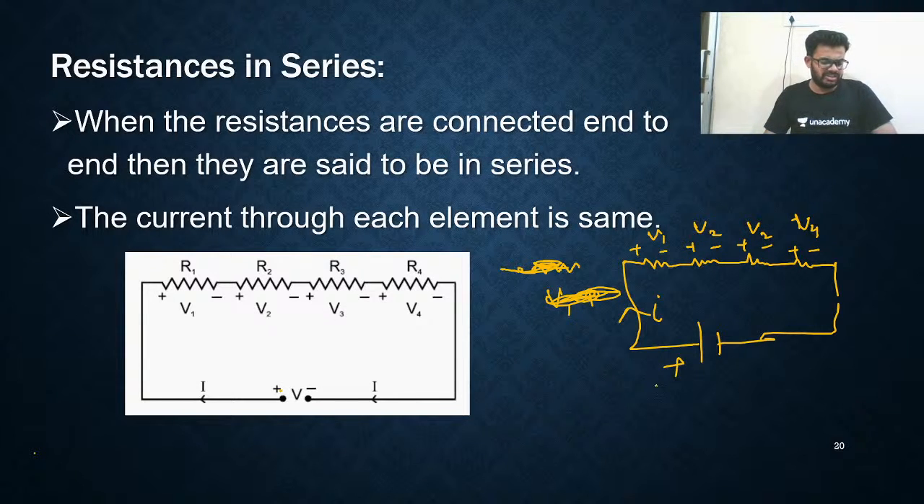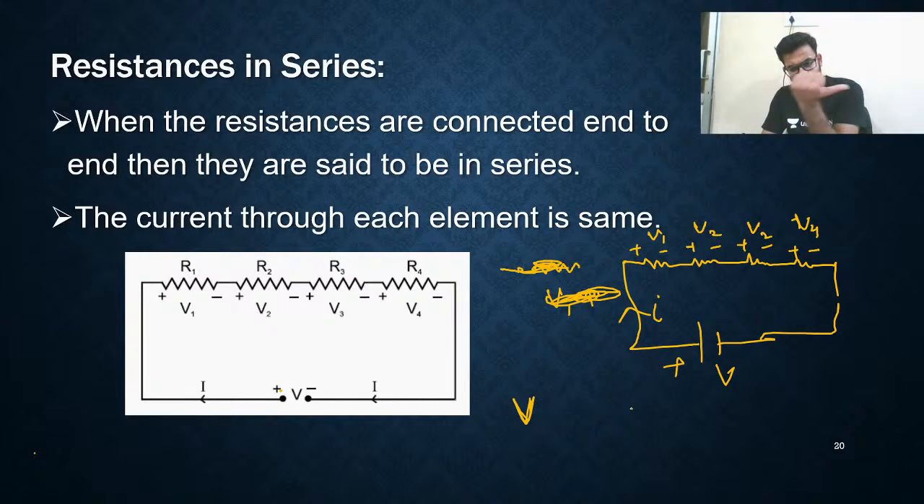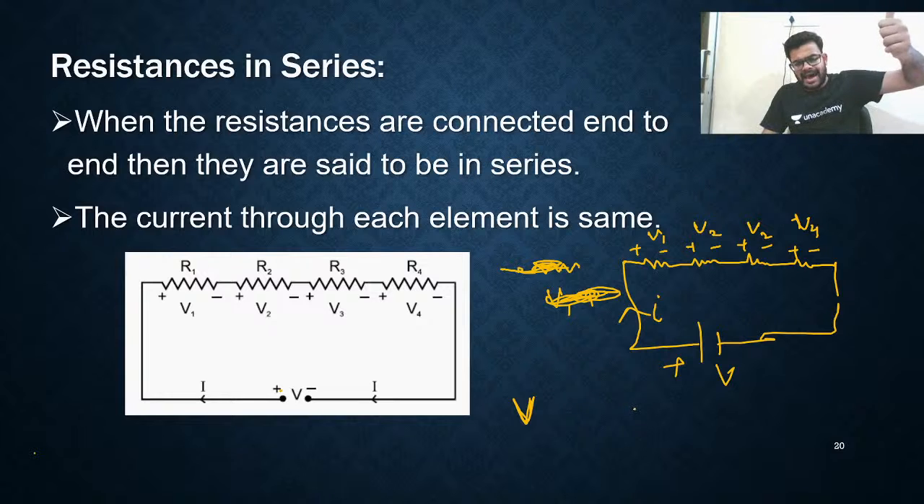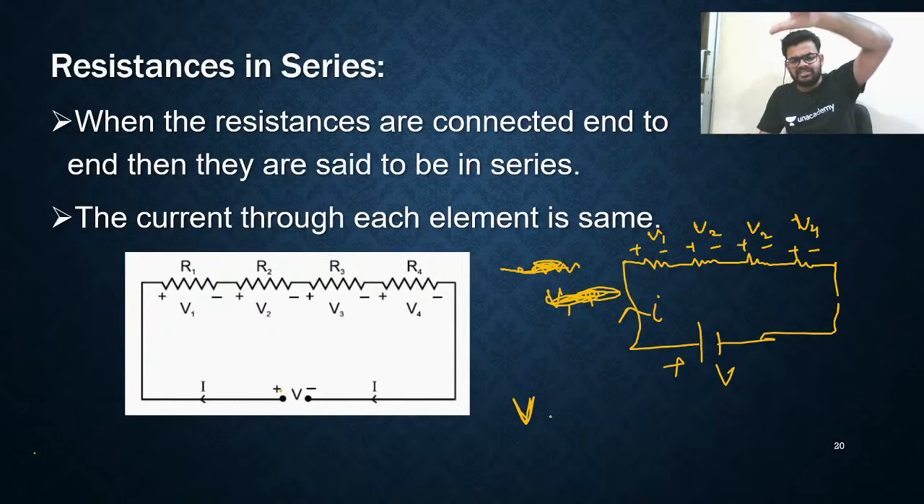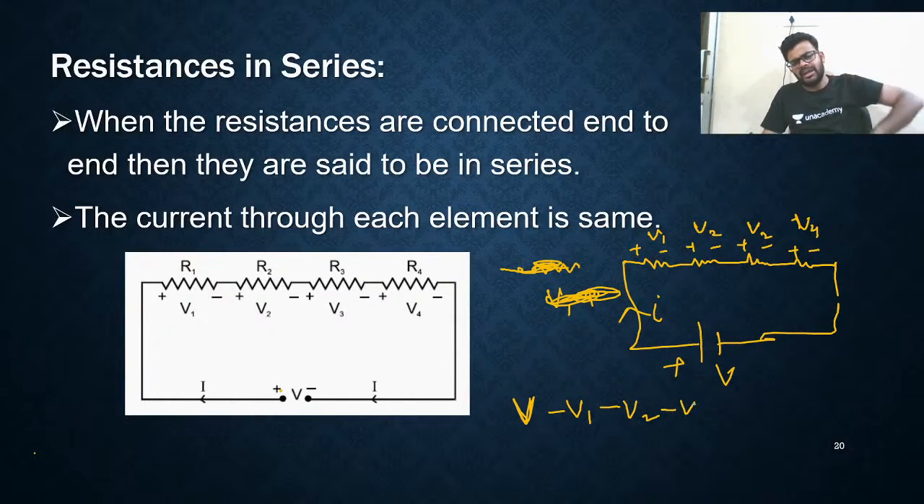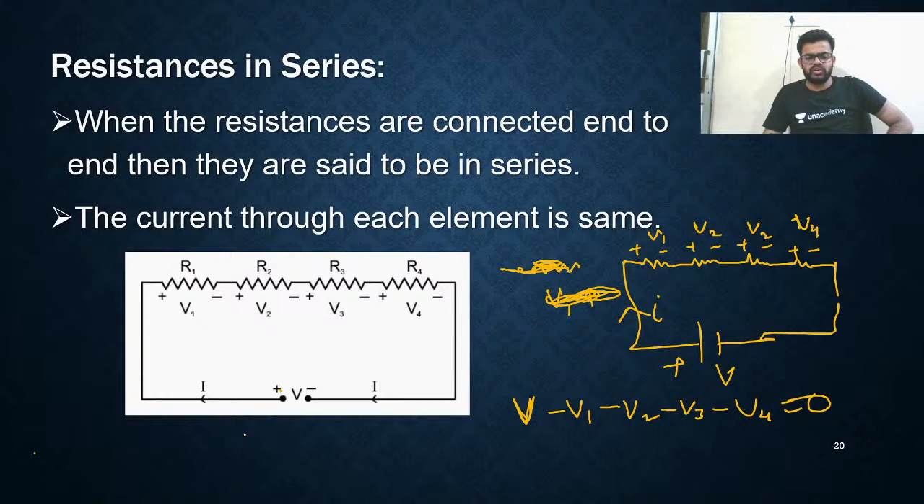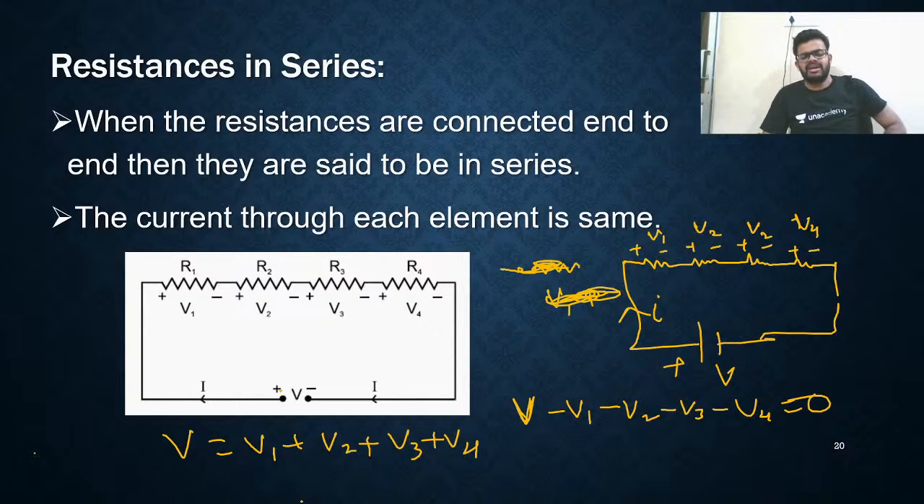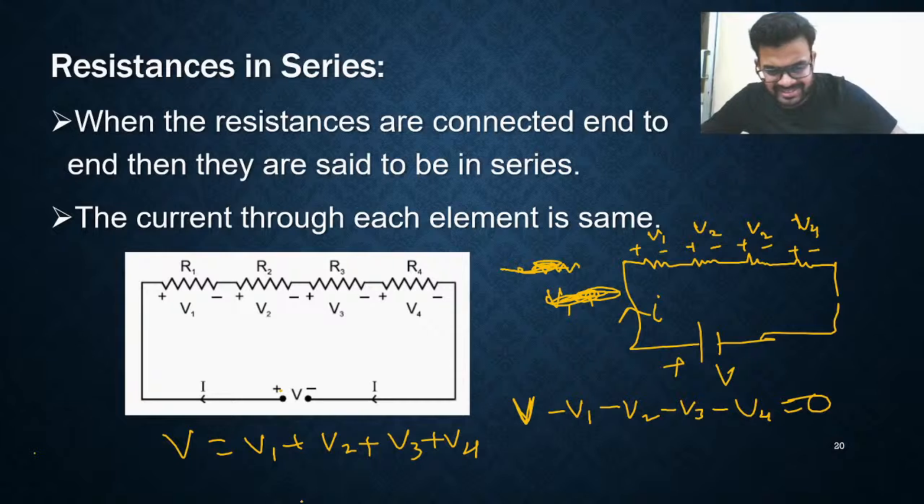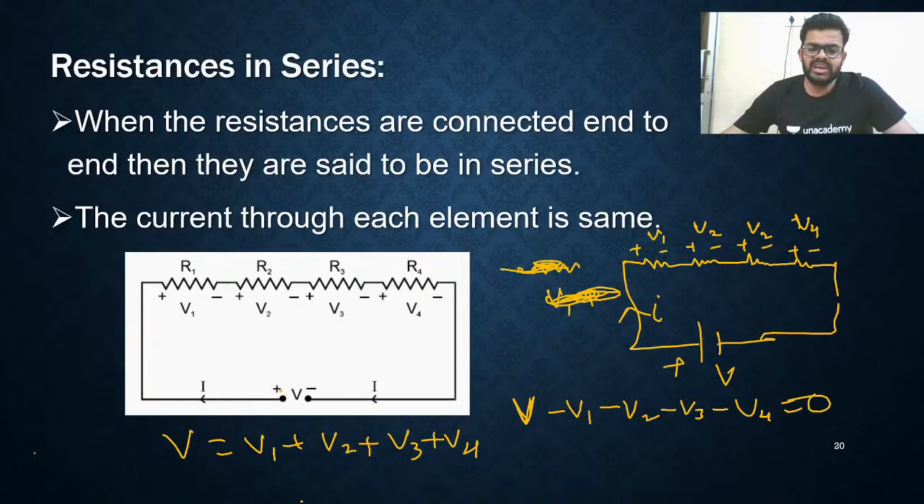I am just giving you the derivation, my dear. Move in the direction. Cell is V, from the positive terminal. Now move in this direction. V1 is there, but the second plate is negative, so minus V1, minus V2, minus V3, minus V4 is equal to 0. So V is equal to V1 plus V2 plus V3 plus V4. In series resistance, the total potential is equal to the sum of potential drops across all resistances.